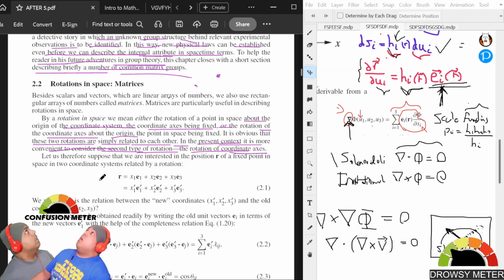Let us therefore suppose that we are interested in the position r of a fixed point in space in two coordinate systems related by a rotation. So r doesn't move, but we're just switching between coordinate systems, but the only difference between the coordinate systems is one is rotated slightly. Maybe not slightly.